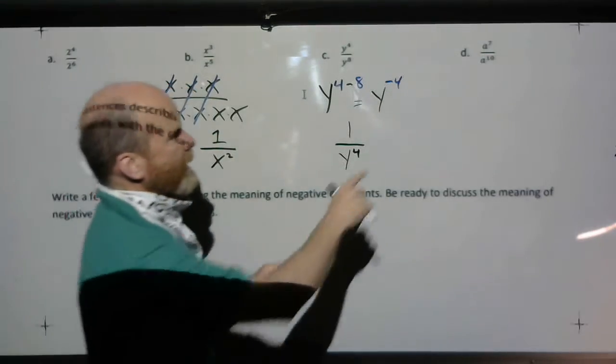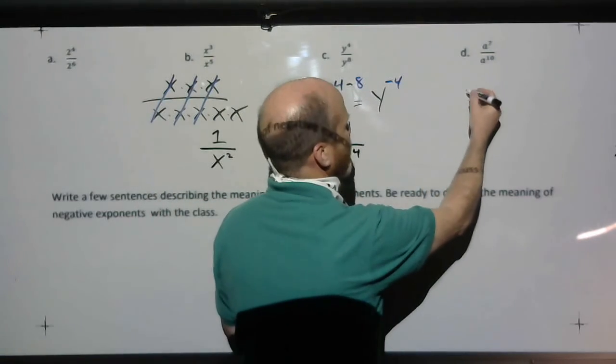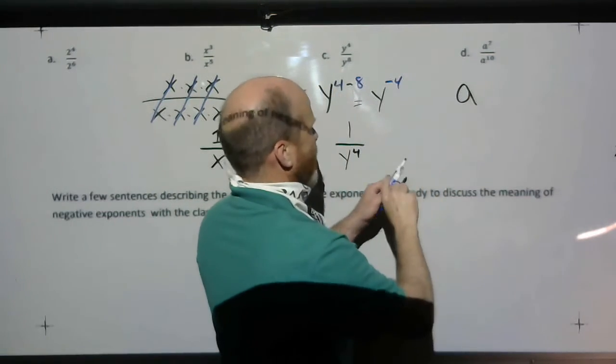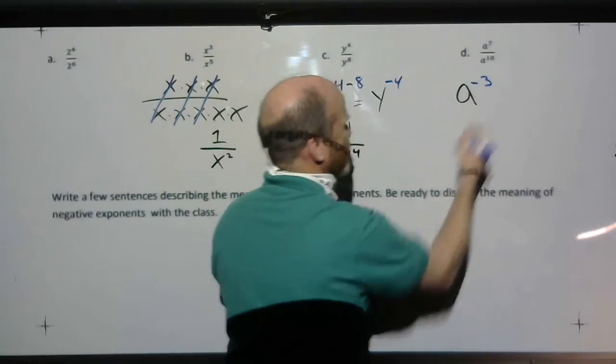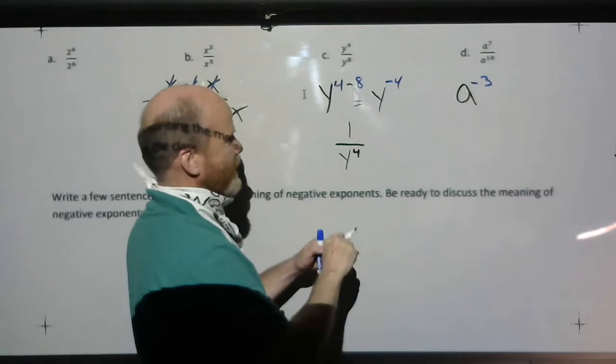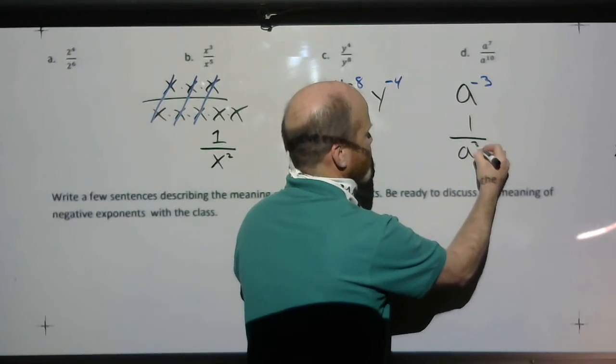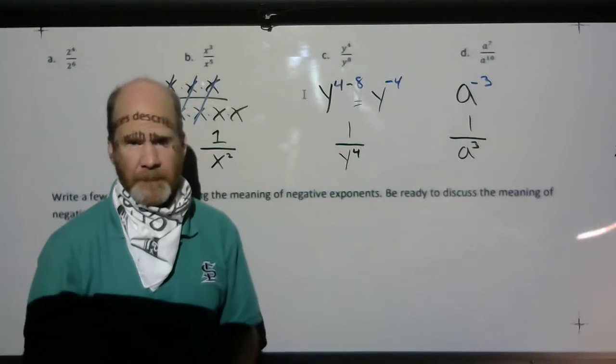Let's do one more right here. A to the 7th divided by a to the 10th. And if I do subtraction, I'm going to get a to the negative 3rd. 7 minus 10 is negative 3. But we're going to rewrite that as 1 over a to the 3rd.